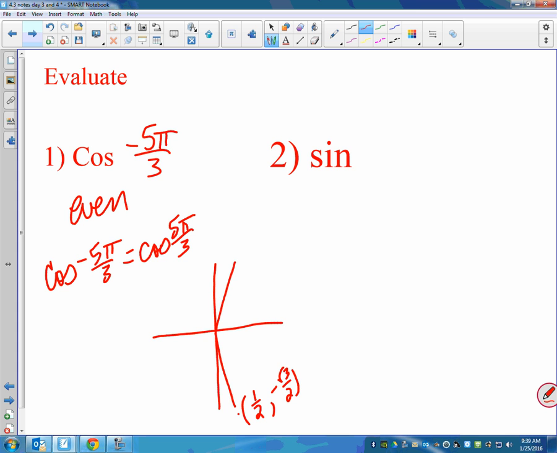Cosine is the x, right? Cosine is x, sine is y, which means cosine is half. So the answer here, I kind of want to look here.